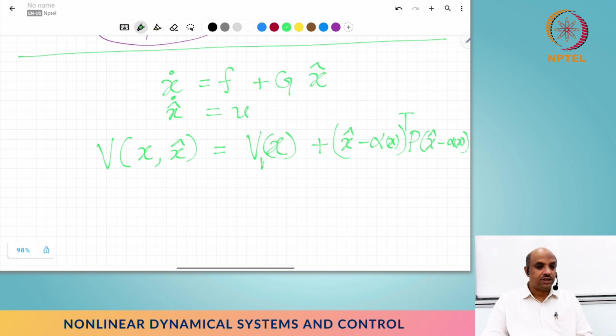Many times I don't specify the dimensions, assuming that you know how to handle them. P has to be the same as this x hat, and obviously alpha of x has to be the same as x hat, and so on and so forth. So what is alpha and what is v1? We make a big assumption. The assumption is that x hat, if it is treated as a control for the first equation, stabilizes the first equation. So in other words, I am going to assume that this is true.